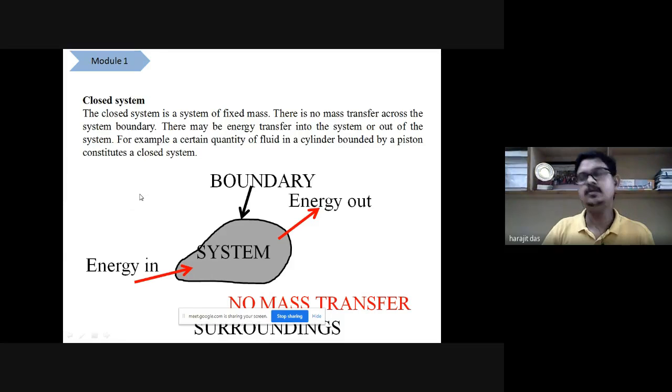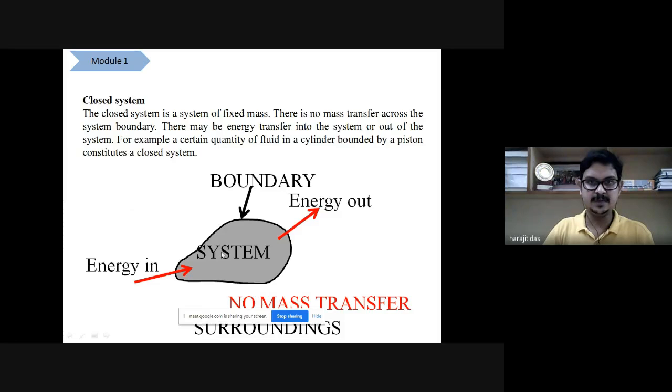Basically the system is separated from the surrounding by a boundary. Through this boundary the transfer of matter or transfer of energy can happen. If in a system energy can interact, but there is no mass transfer between the system and the surrounding, no mass can enter the system, and no mass can go out from the system to the surrounding, then that system is called a closed system.